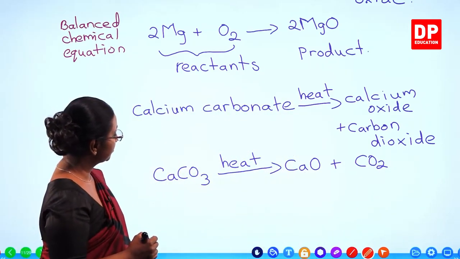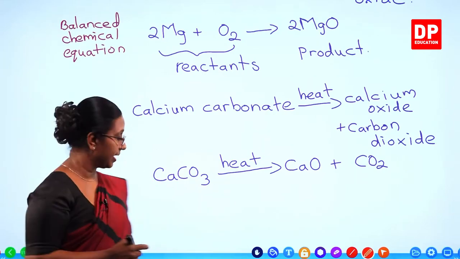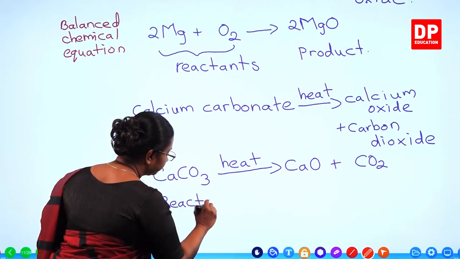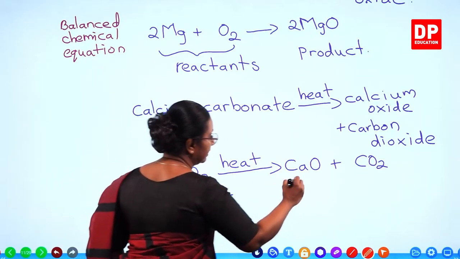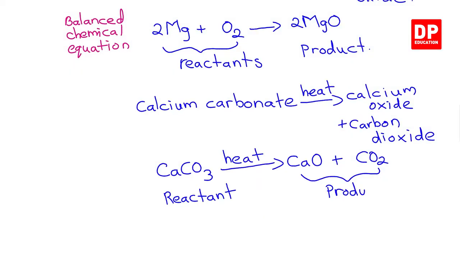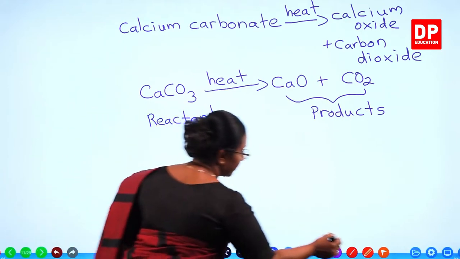Now, can you all see, students? You can understand the number of reactants and the number of products. So, calcium carbonate is the reactant, and here we have 2 products. So, from one reactant, we get 2 products. Then another example.